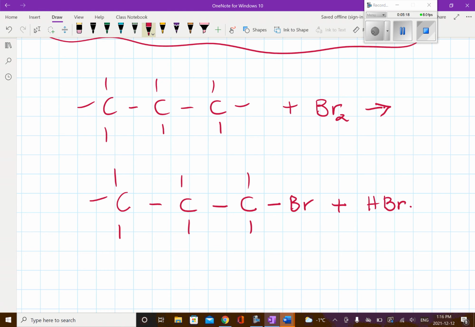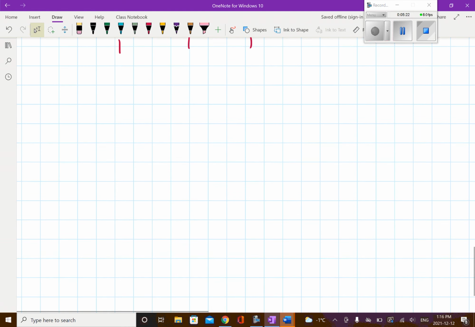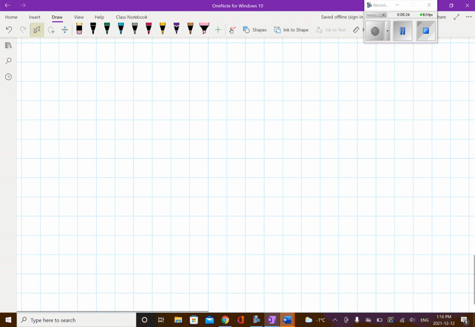Okay, well, the third type of substitution is when we have benzene. We know benzene has a hexagonal shape, but the double bonds are not set, so therefore it acts more as an alkene. So when we have a benzene, then we will see something like this.